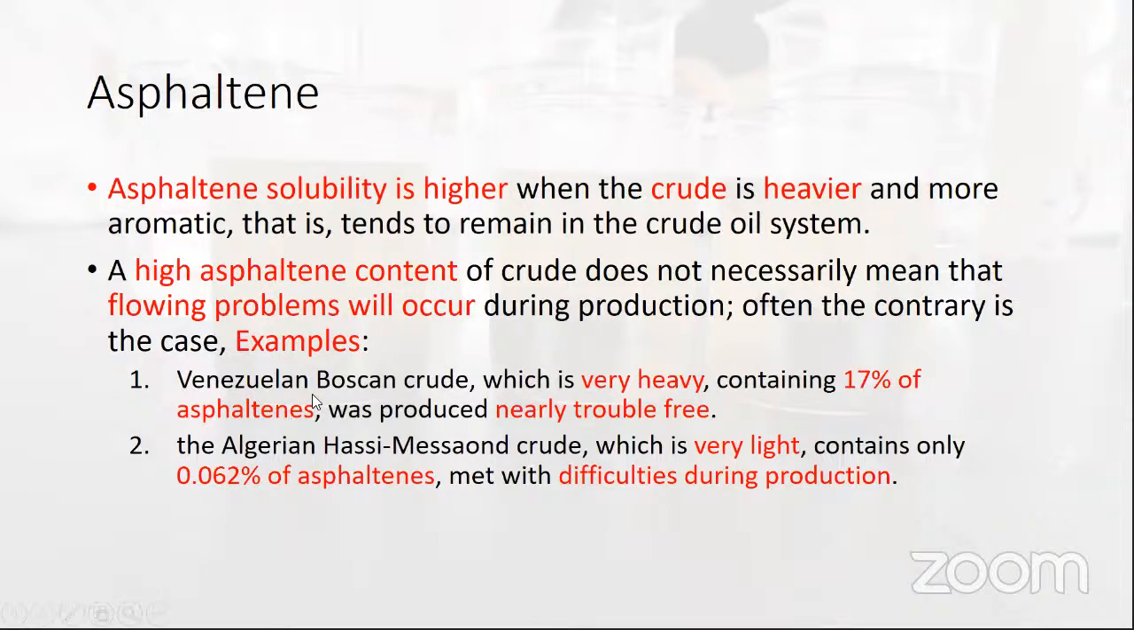We have some examples, like the Venezuela oil. The Venezuela oil is very heavy, containing about 17% of asphaltene. However, it has no asphaltene problems. Despite the Algerian crude oil that is very light and contains a low percent of asphaltene, it will have some difficulties in production due to asphaltene deposition. Why? Because the light oil has more light components and saturates that are responsible for the deposition of the asphaltene.